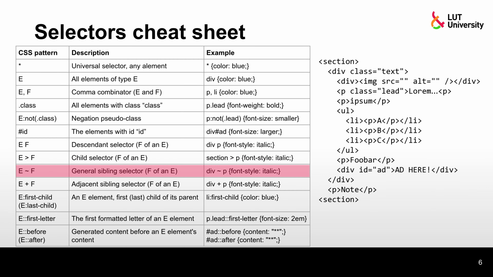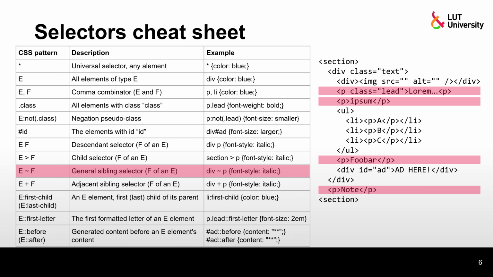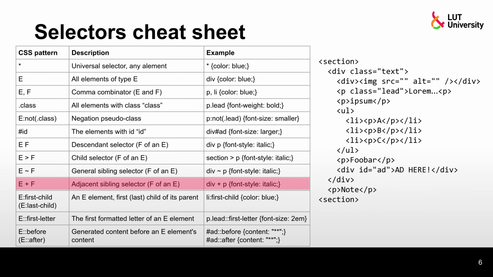Then this E tilde F general sibling selector, F of an E. So we are selecting all the paragraphs that are on the same level as this div element, and we are defining that the font style is italic. E plus F adjacent sibling selector. So we are selecting F of an E. So we are selecting all the paragraphs that are right after the div and the font style is italic.